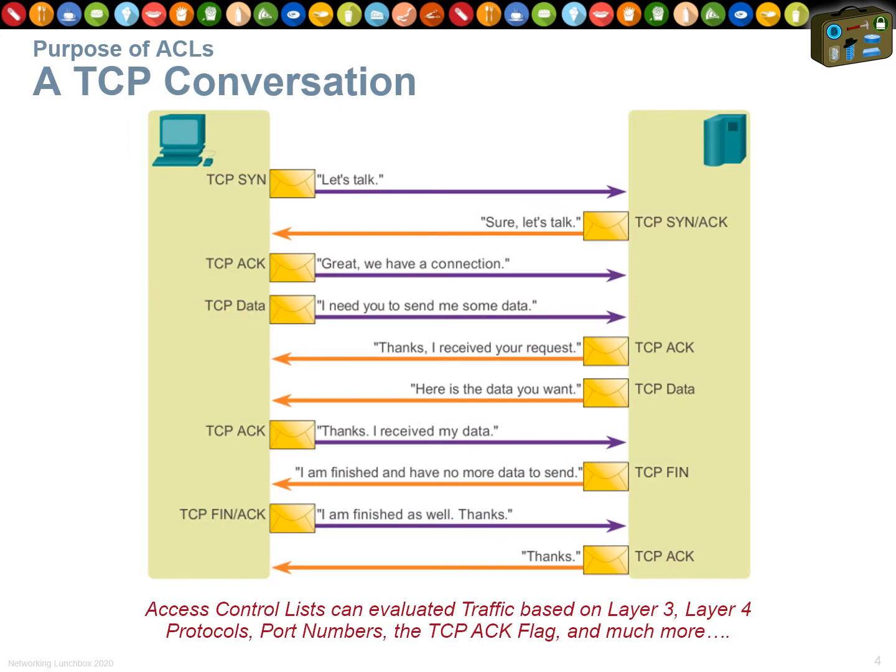Remember back when we looked at the TCP three-way handshake. We've got the client and the server. The client sends a SYN, the server responds with a SYN ACK, and then we acknowledge the SYN and back and forth. Now this TCP ACK flag is something we're going to look at a little bit later on, so it's important to remember because access control lists can look into layer 3 and layer 4. Different protocols, port numbers, and the TCP acknowledgement flag.